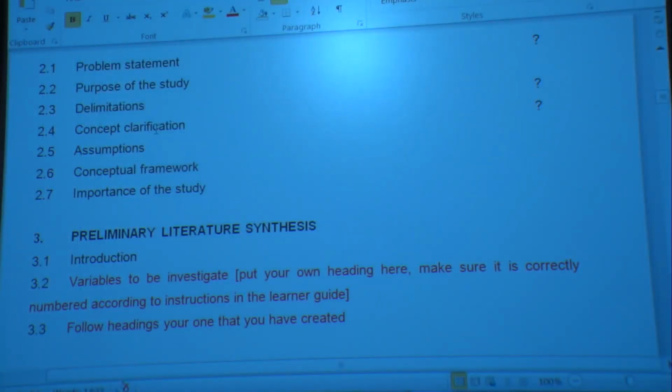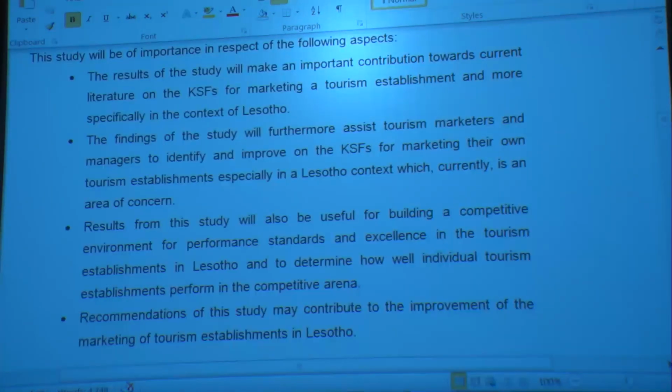Assumptions, we're not going to have assumptions. You don't have to do that. The conceptual framework, we're not going to have a separate heading, but the conceptual framework refers to the background where you contextualize your research, and we have done the importance of the study. So I will post for you the template on Vutela. I just want to check this one.